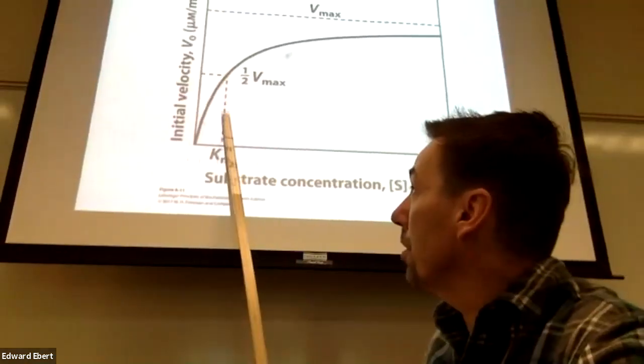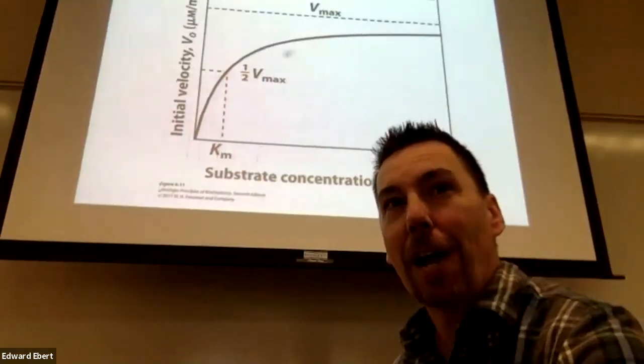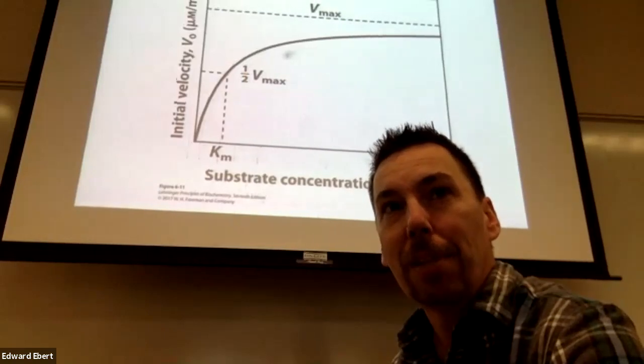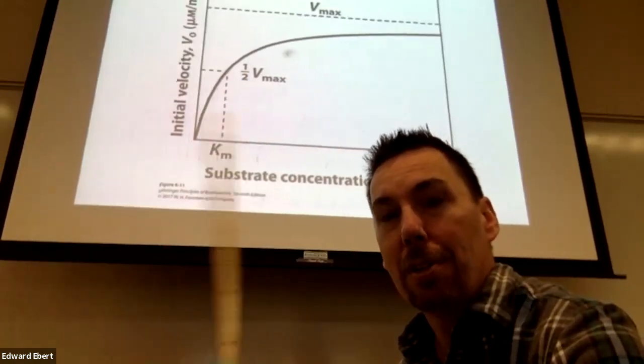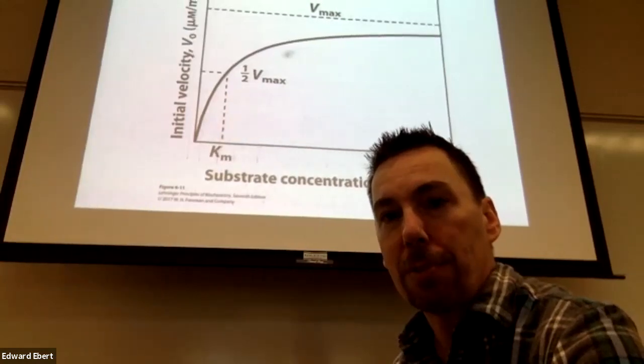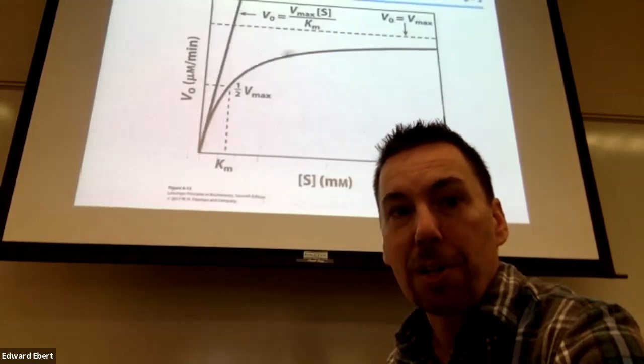So that's kind of a neat thing we can see here. We might not know this, but we can often find our 1/2 Vmax to figure out our Km. So if we have an unknown enzyme, we can figure out its Michaelis constant by plotting its interaction with its substrate. All right.